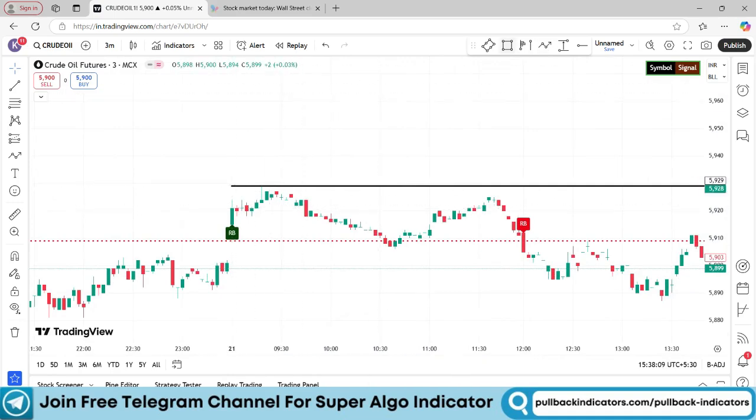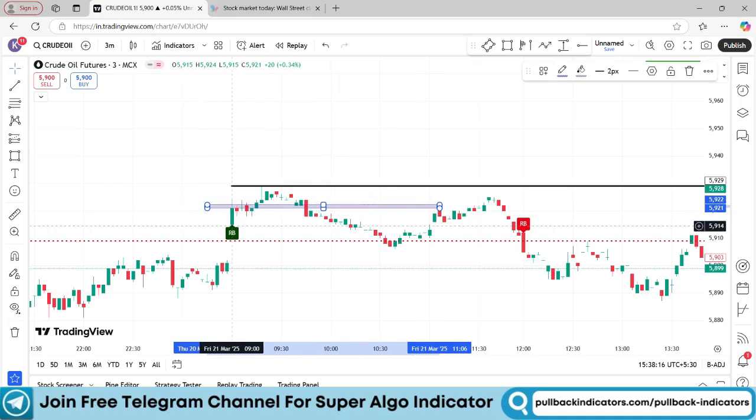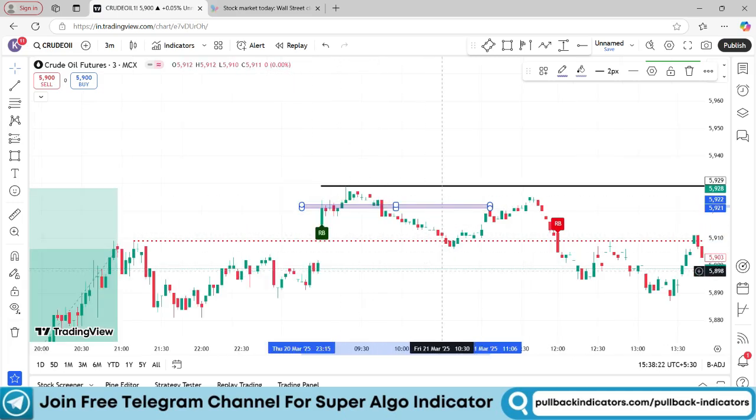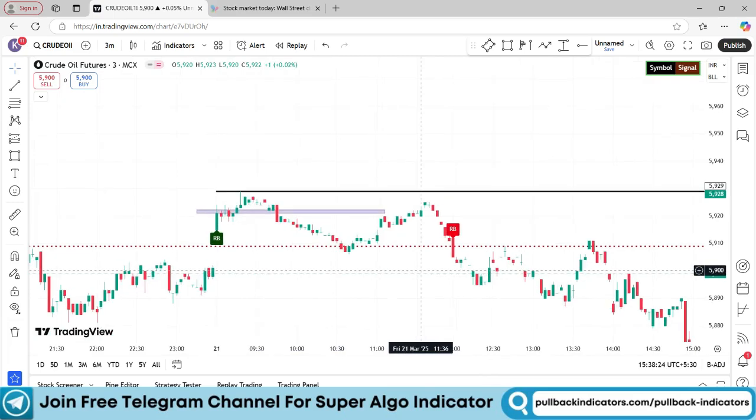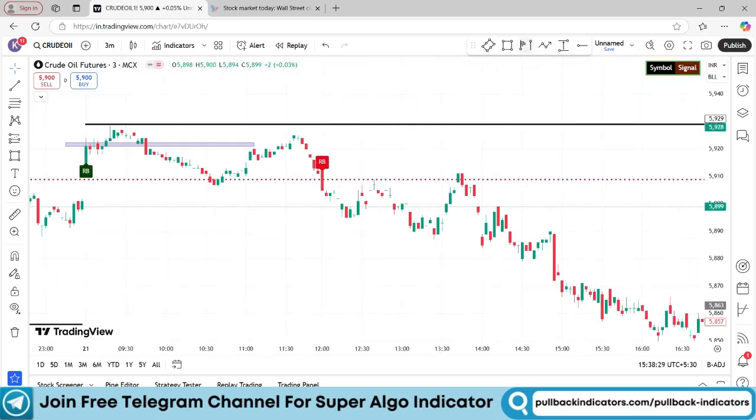Okay, let me mark something if I can see anything. The range breakout candle appeared, then it went upwards, then it came down also, but it broke the level and came down, so no retesting happened on this specific zone. Okay, and let's see what is happening here.